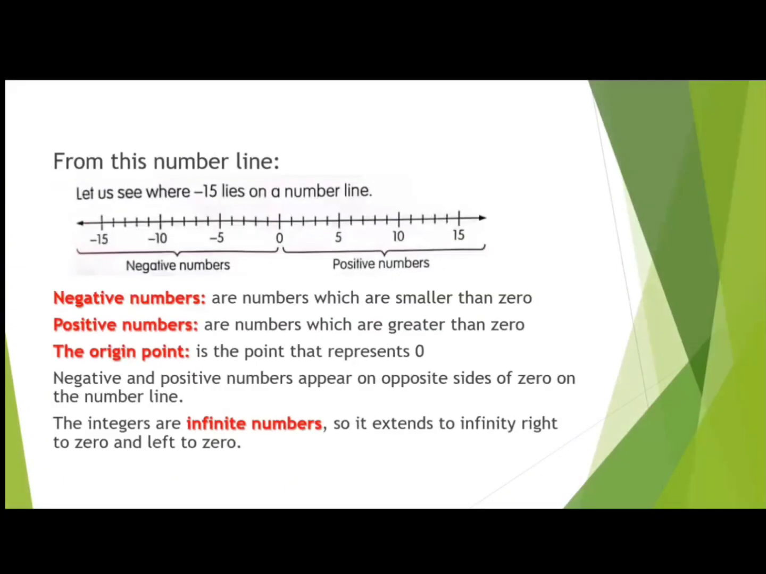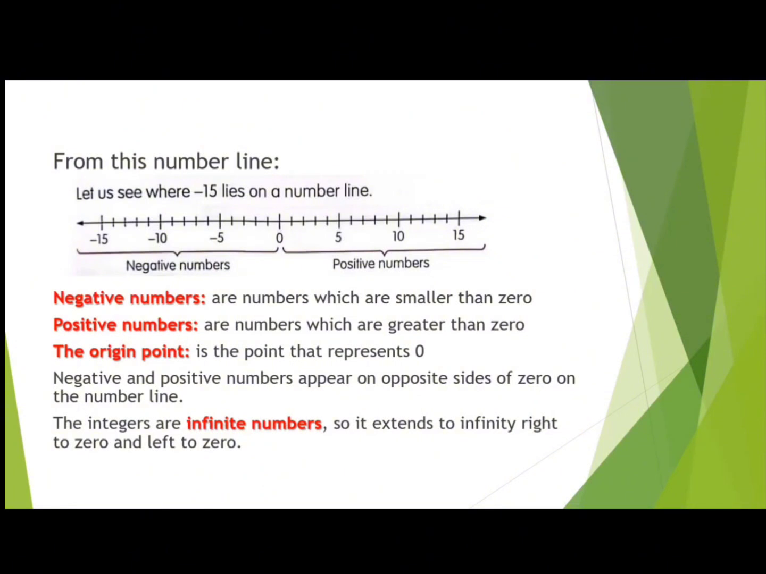From this number line, we have 0 in the middle, and here negative 5, negative 10, negative 15, and on the other side 5, 10, 15. We can see that the negative numbers are numbers which are smaller than 0. The positive numbers are numbers which are greater than 0. The origin point is the point that represents 0. So 0 is the origin point. Negative and positive numbers appear on opposite sides of zero on the number line.